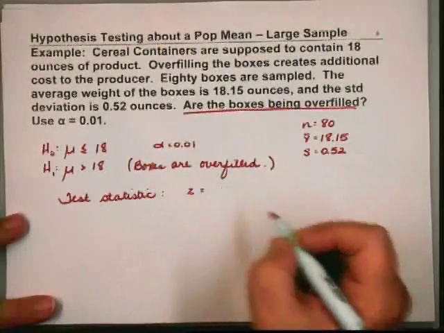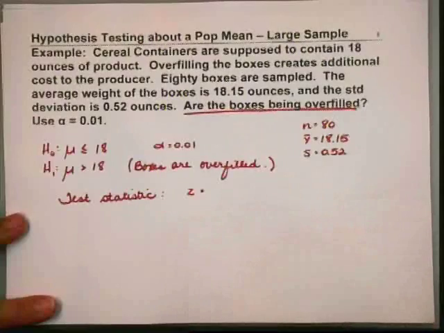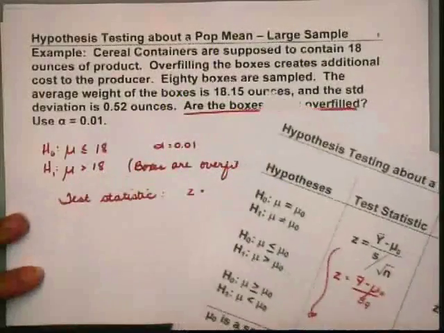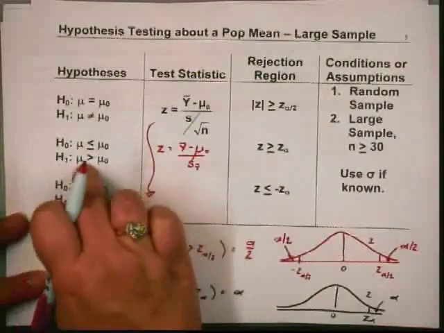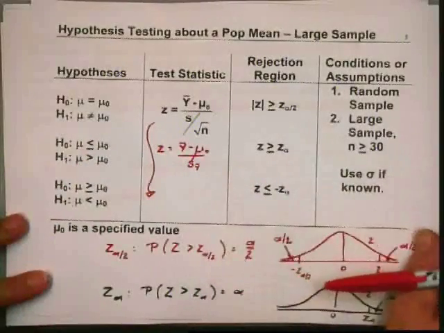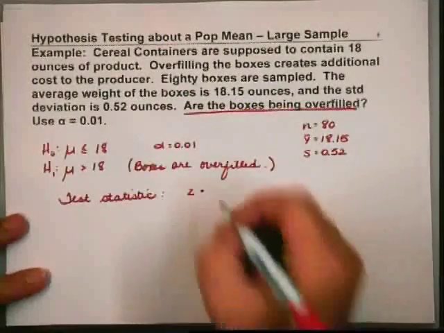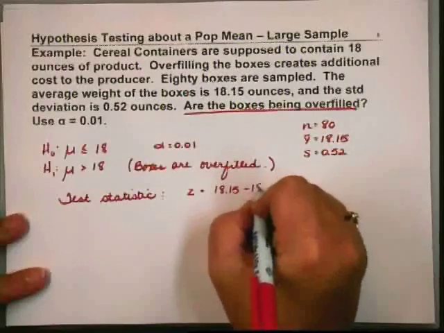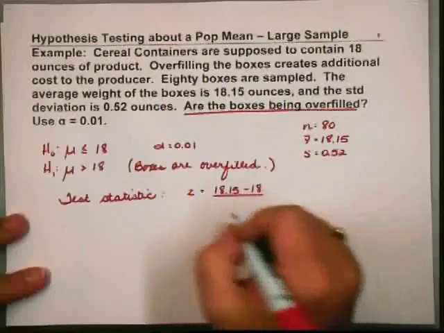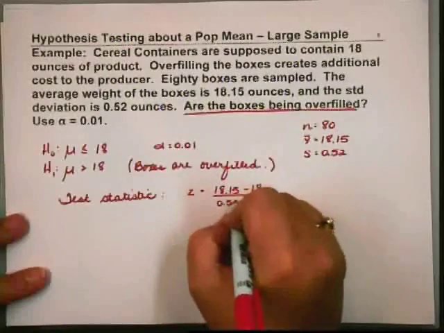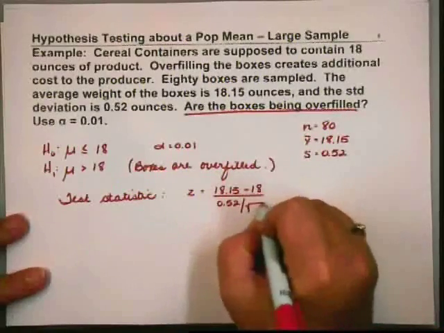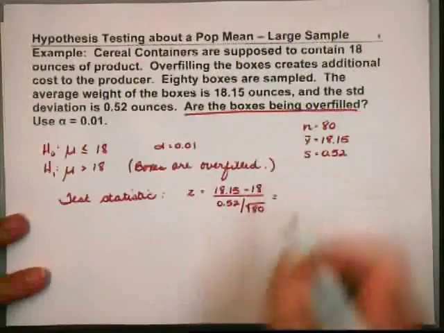So we construct this using our formula. Find that table if you... We want the right-hand test here, so it's this one here. We have a right-hand test, a right-hand rejection region. All right, so we have 18.15 minus the hypothesized value of 18, divided by the standard error of y bar, which is 0.52 divided by what? The square root of the sample size 80, and compute z.